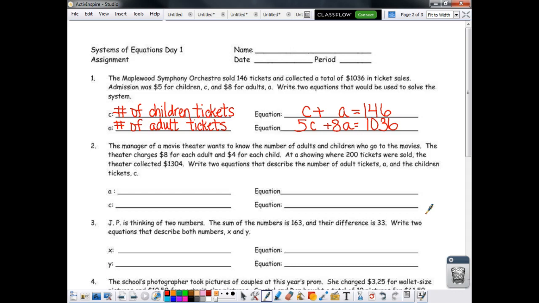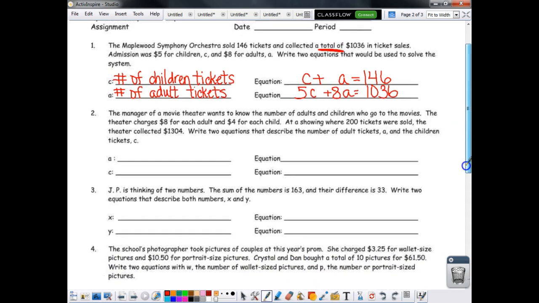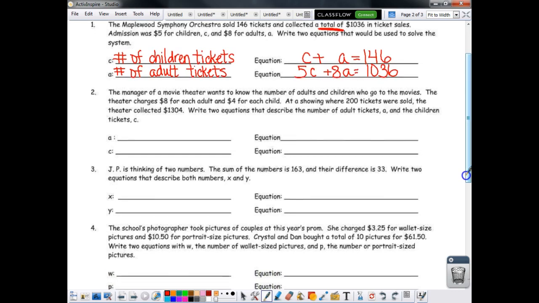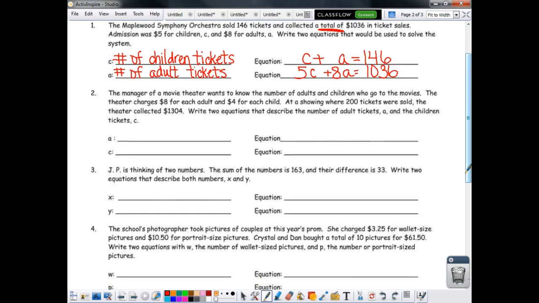And so now I have 2 equations. Okay, because you're looking for total of, right? When you see total of, that tells you something together is going to equal that. All right? Calculators? No, you don't need a calculator for what? We're just writing. We're not solving. You don't need calculators today.